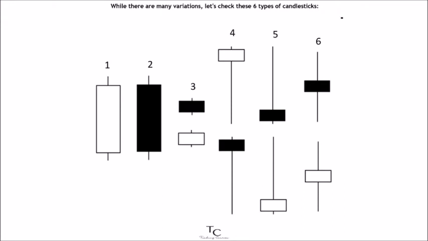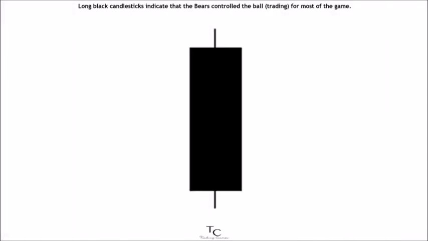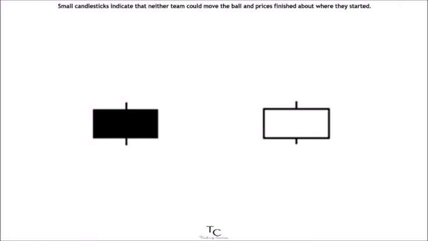While there are many variations, let's check these 6 types of candlesticks. Long white candlesticks indicate that the bulls controlled the ball, trading, for most of the game. Long black candlesticks indicate that the bears controlled the ball, trading, for most of the game. Small candlesticks indicate that neither team could move the ball and prices finished about where they started.